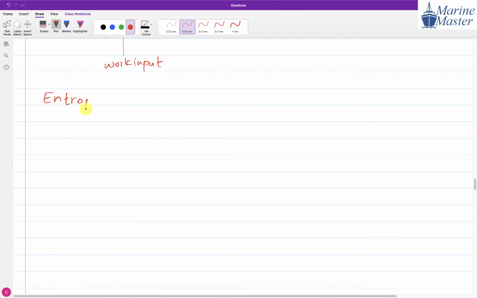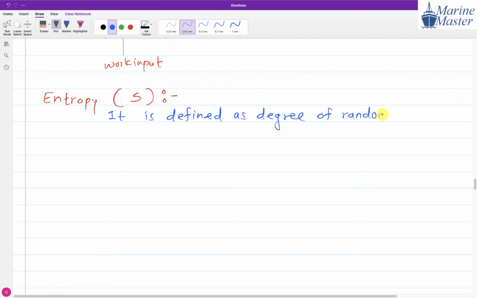Give the next heading: Entropy. Entropy we are going to denote by capital S. Now what is meant by entropy? Entropy is defined as degree of randomness or disorder. Okay. What is meant by entropy? Degree of randomness or disorder.